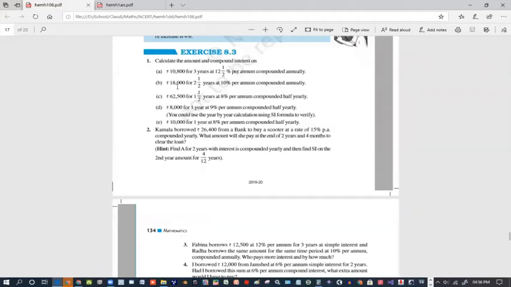Let's see 8.3C here. It says rupees 62,500 for 1.5 years at 8% per annum compounded half yearly. So this problem is actually similar to the above two. Only the thing is that it is compounded half yearly. The amount is the same, the principal is the same for any period. It can be taken as principal. What will change is the time period and the rate.